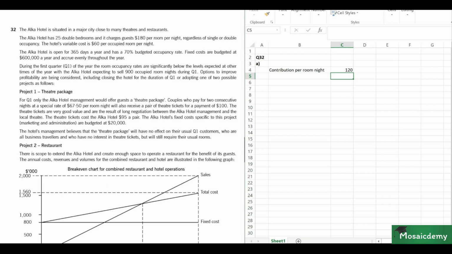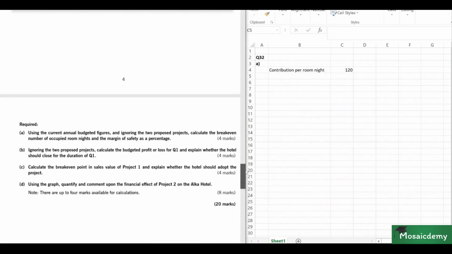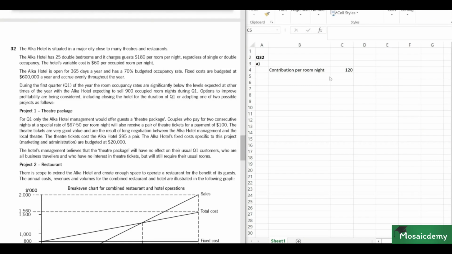Fixed costs are budgeted at $600,000 a year and accrue evenly throughout the year. Okay, it's mentioning the first quarter and it's mentioning the year. So we need to be careful, right? Read every word. Here it's saying fixed costs accrue throughout the year. So the 600,000 is an annual figure, but then they're talking about quarter 1. Let's just revisit our requirement to make sure if they're asking for a yearly amount or a quarterly amount. So it says using the annual budgeted figure. So we need to do it on a yearly basis. So we won't divide the fixed cost by 4. We'll keep them at 600,000. So fixed cost are 600,000.